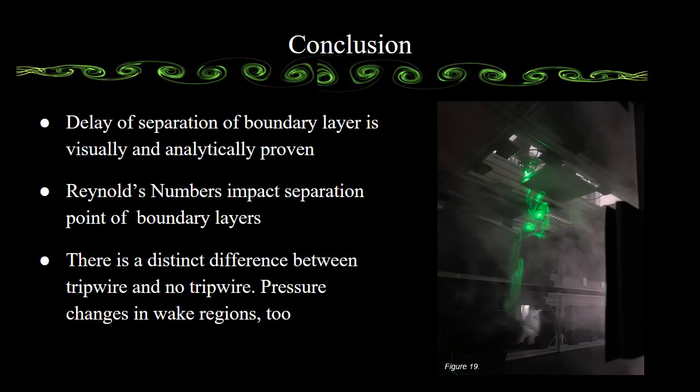Visually, it was seen that there is a distinct difference between using a tripwire to trip the flow and watching the natural flow occur. It is also notable that there is a difference between the flow at different Reynolds numbers. The data and the flow viz support the concept that adding a tripwire to cause a turbulent boundary layer earlier will delay the separation of the flow.